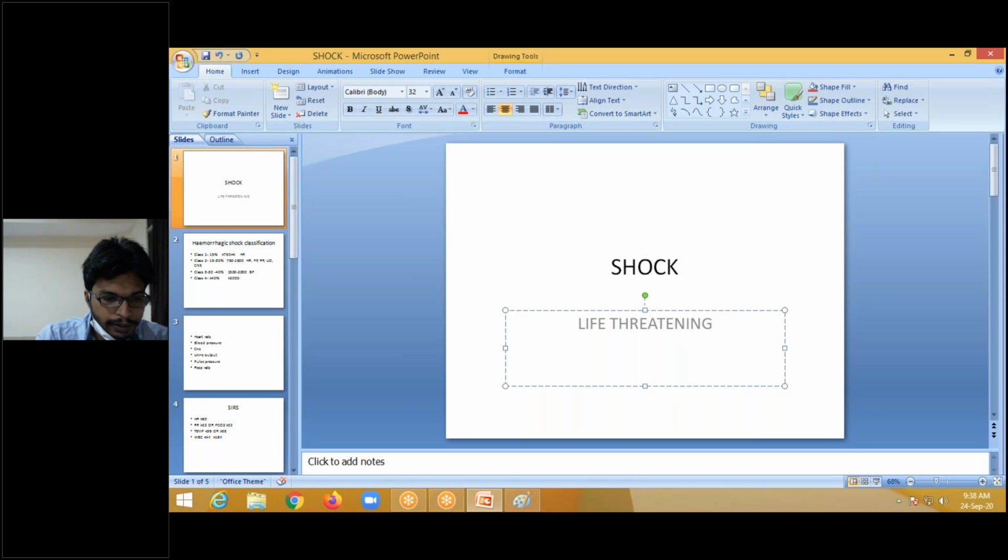a life-threatening situation due to poor tissue perfusion with impaired cellular metabolism.